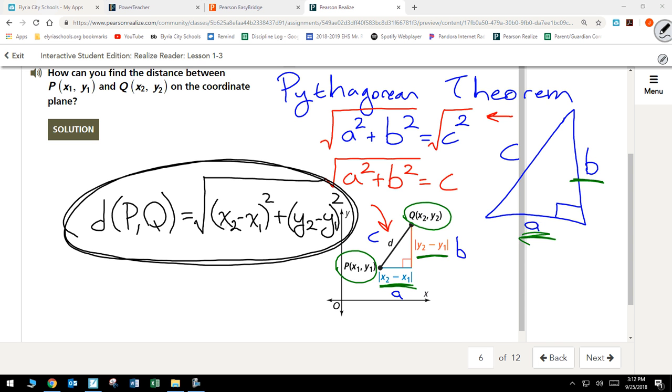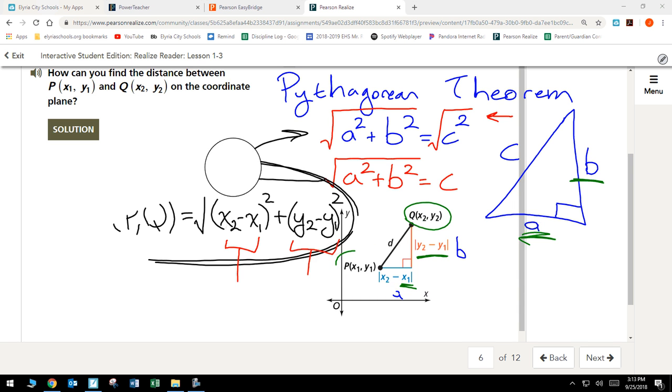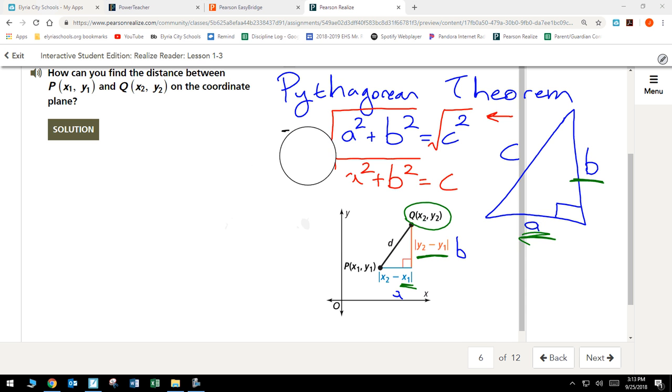which again should be very similar to the Pythagorean theorem. It's what it's based on. The only difference is now in my triangle, I'm not given side lengths, I'm given coordinate points. So I have to figure out what the side length is by taking the difference of the x points, and what the other side length is by finding the difference of the y points. So let's do one example utilizing the distance formula.